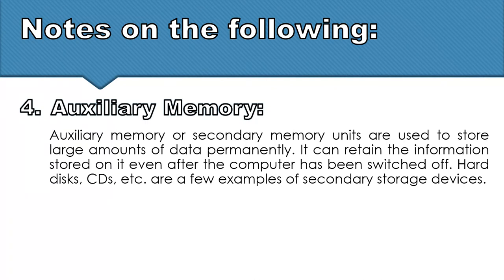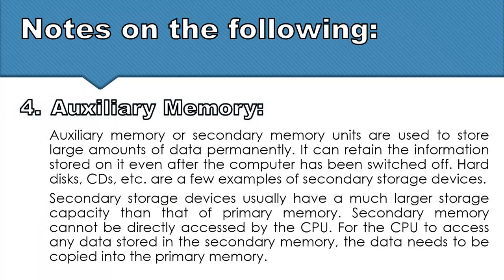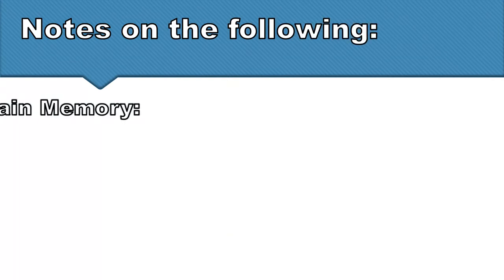Then we come to auxiliary memory. Auxiliary memory or storage memory units are used to store large amounts of data permanently. So auxiliary memories are always permanent, and they can retain the information stored on them even after the computer has been switched off. Hard disks, CDs, etc. are a few examples of secondary storage devices. Secondary storage devices usually have a much larger storage capacity than primary memory. Secondary memory cannot be directly accessed by the CPU. For the CPU to access any data stored in the secondary memory, the data needs to be copied into the primary memory.